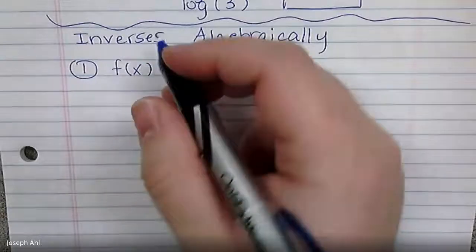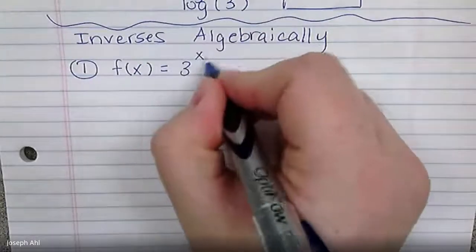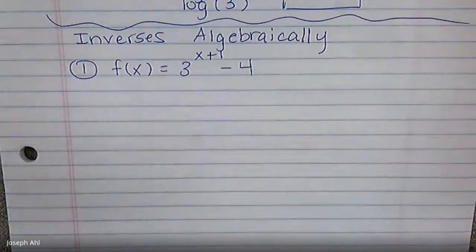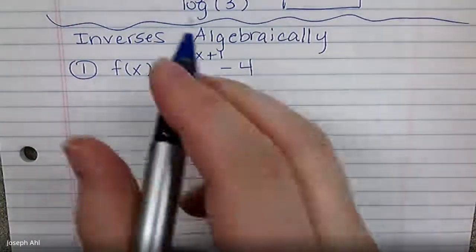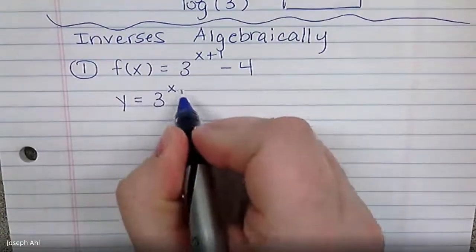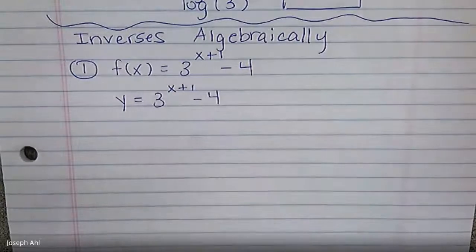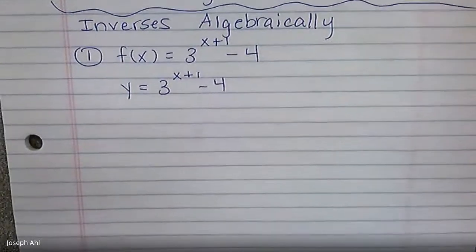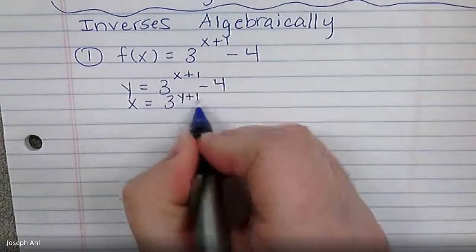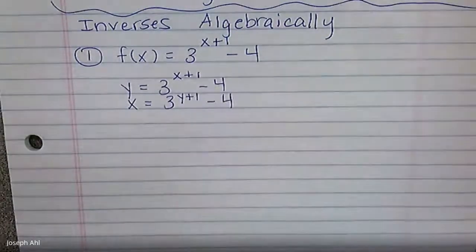So if we get f of x equals 3 to the x plus 1 minus 4. Okay, if I want to find the inverse of that function, the first thing that I like to do is get x's and y's in there. So I'm going to write it as y equals 3 to the x plus 1 minus 4. And then based on the process I just described, we're going to switch x and y. x equals 3 to the y plus 1 minus 4.